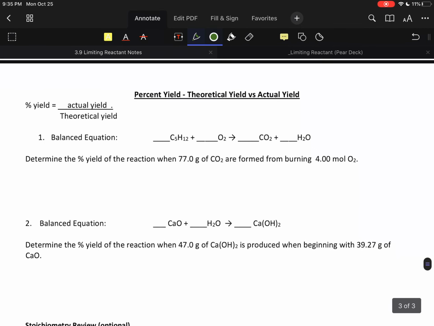All right, the very last thing is just percent yield. This is a formula that is found in your reference, on your reference page. We will do a calculation like this for a lab a little bit later.